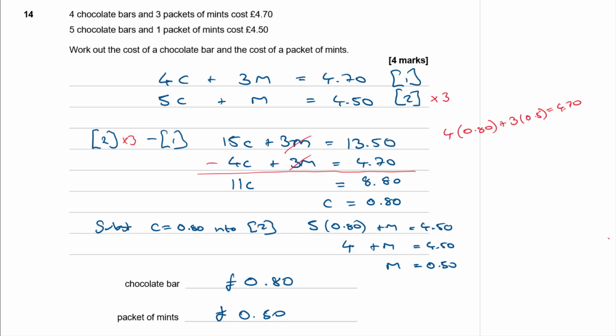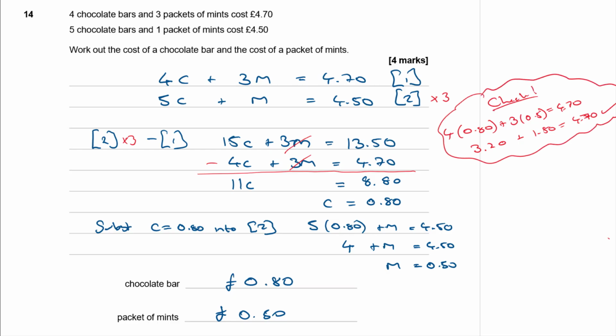Is that true? Well, 4 lots of 80p, what's that? £3.20. Is £3.20 plus £1.50 equal to £4.70? Well, yes it is. Okay, so that's just a quick check to make sure I got the answer right. And I'll know in the test, rather than when the paper comes back, that I've got it right.